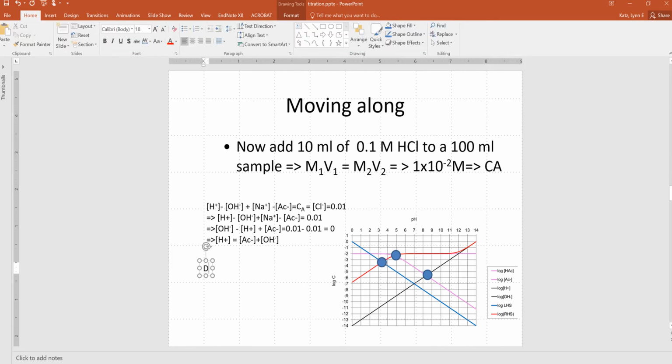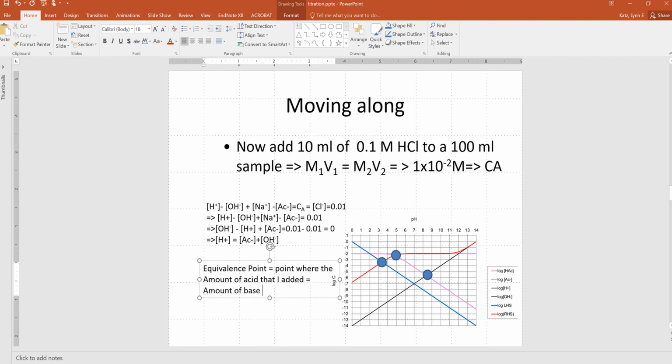And in this case, the equivalence point again is equal to the point where the amount of acid that I added is equal to the amount of base that I had initially.